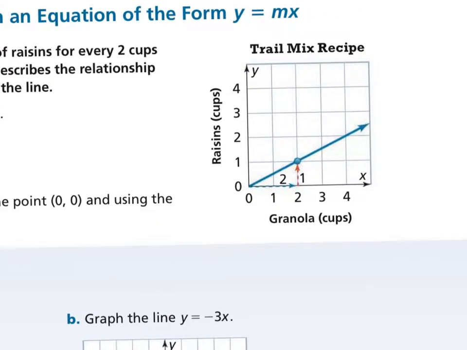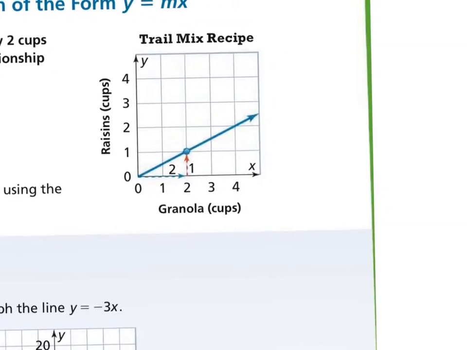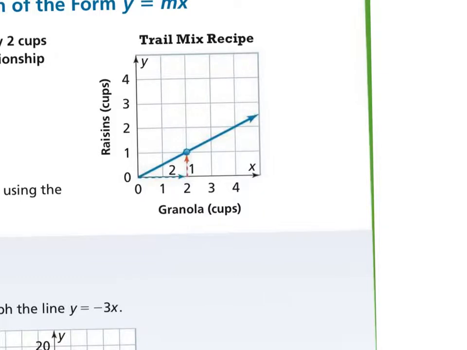The book went ahead and made the x be the granola and the y be the raisins. And so you could have done it the other way around, and that would have been perfectly fine. Your graph would understandably look a little bit different by doing it that way, and that's okay. If you choose to do it this way, obviously if we don't have any raisins, we don't have any granola, and we have 2 cups of granola, 1 cup of raisins, that's where they're getting this (2, 1).